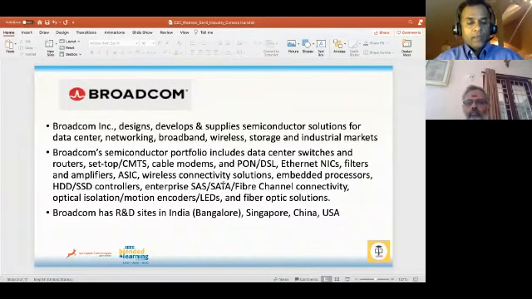So Broadcom participates in a wide variety of markets. We have offices in multiple countries. In India, we have an office in Bangalore. We have an office in Singapore, in China, and USA. I am based out of California.